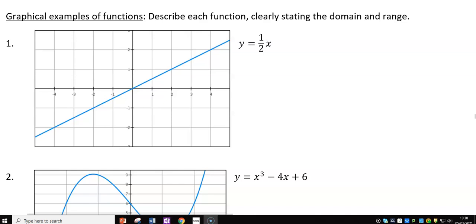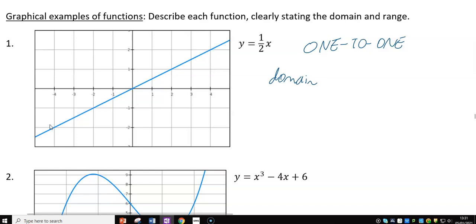first of all, we'll look at your x values. As your x values go along, we'll just pick an x value at random. So we'll pick -4. -4 goes to -2, -3 goes to -1.5, -2 goes to -1, -1 goes to -0.5, and so on. 0 goes to 0, 1 goes to half, 2 goes to 1, 3 goes to 1.5, 4 goes to 2, and so on. So clearly, just by looking at it, you can see one x value goes to one and only one y value. So it is a 1 to 1.